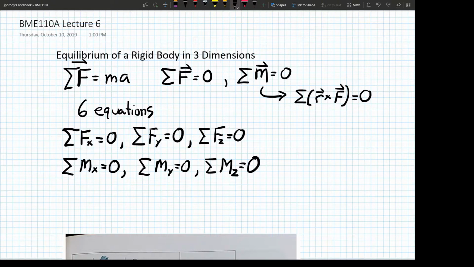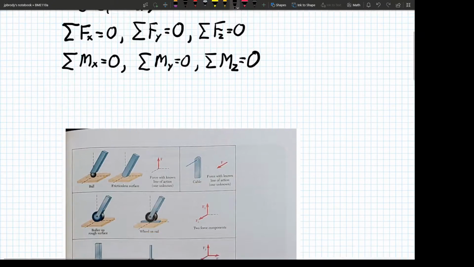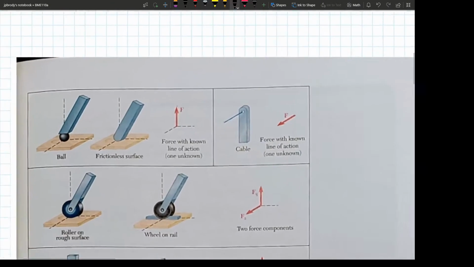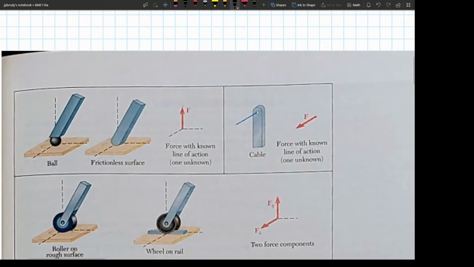Now remember, I was telling you that the key to all these things are the connections. So the problems that we always deal with are, what are the reaction forces in statics? That's what we're looking at. And the reaction forces completely depend on how the connections are made between the rigid body you're talking about and other things. So here's some more.